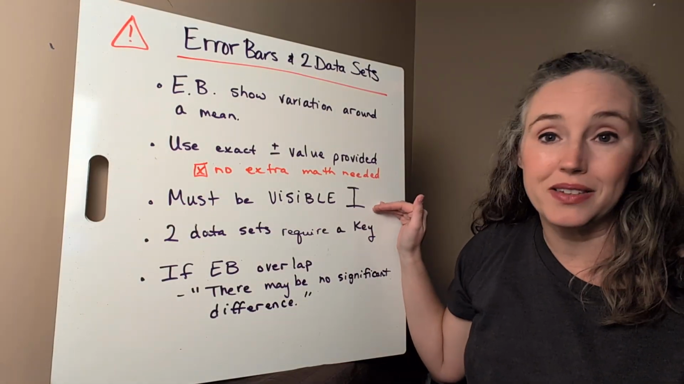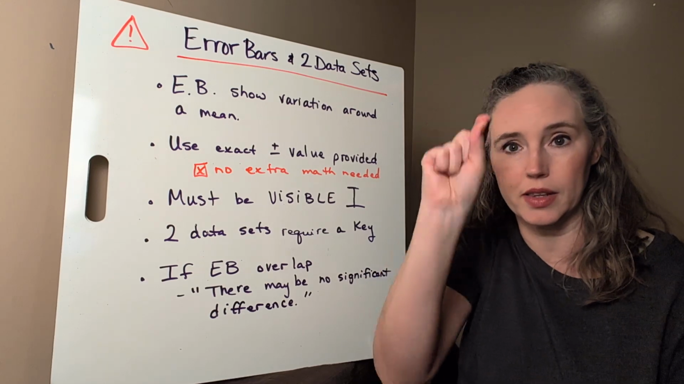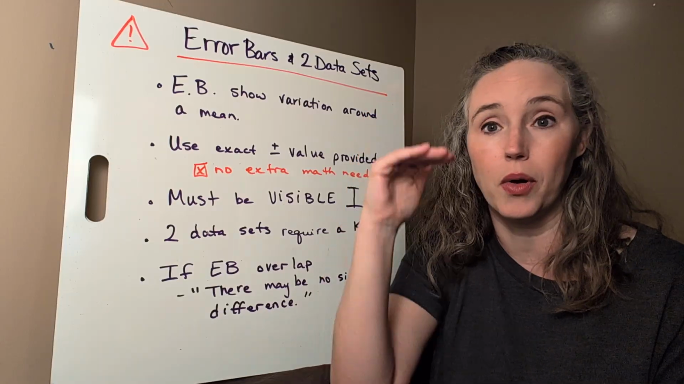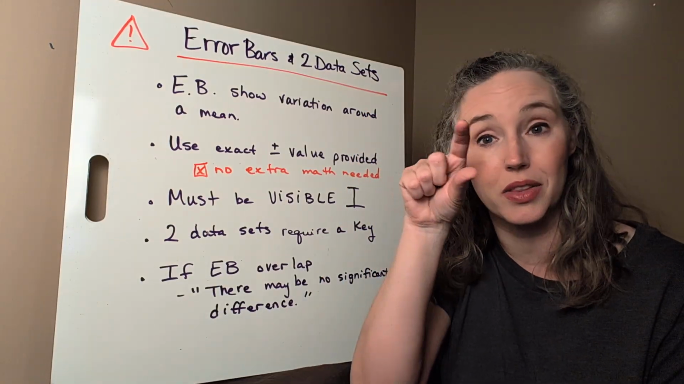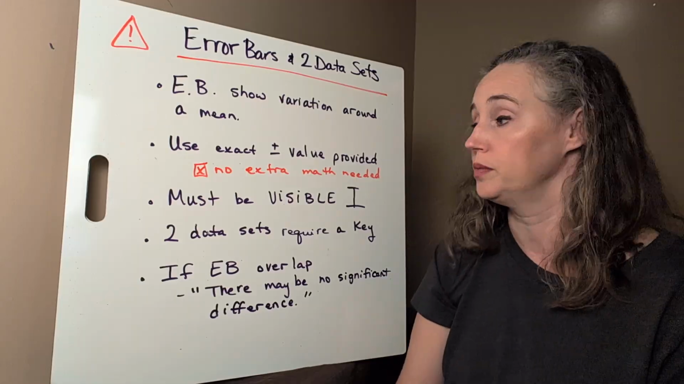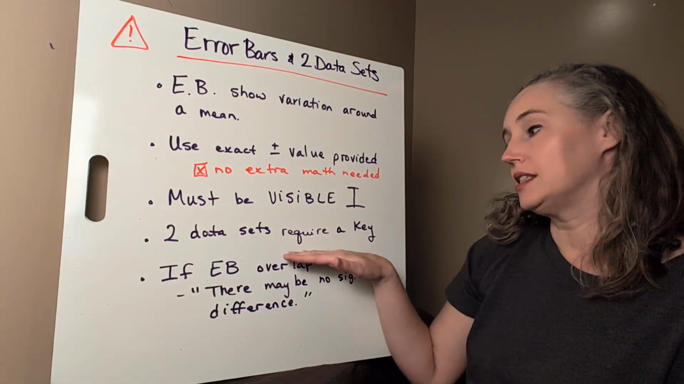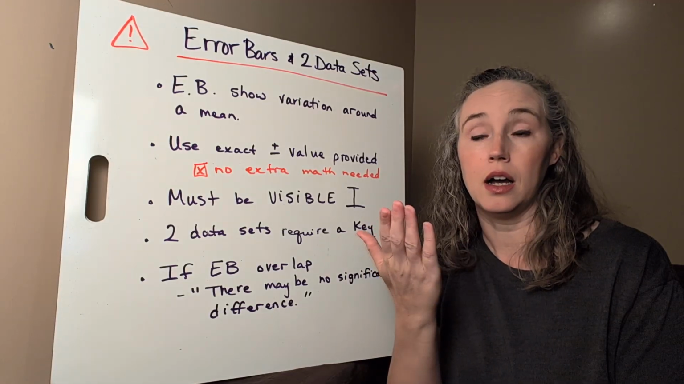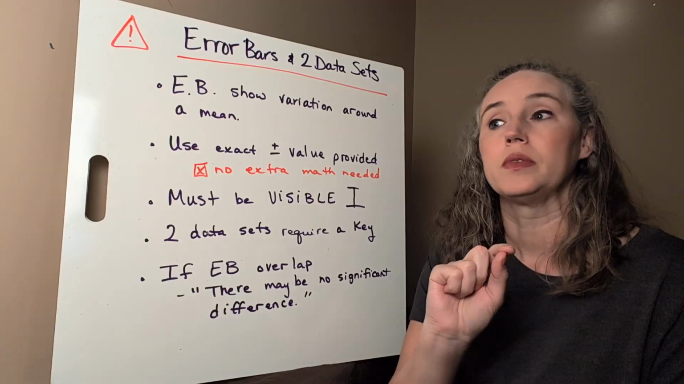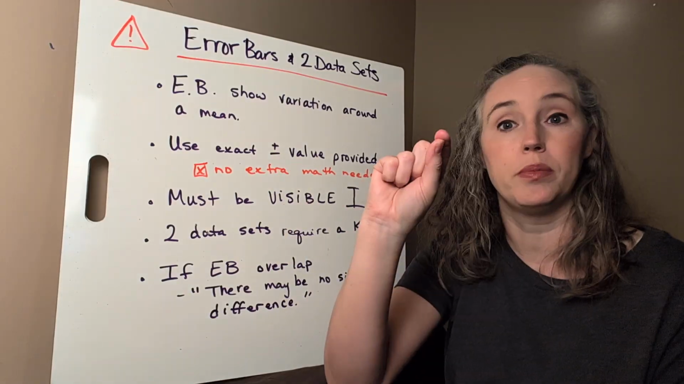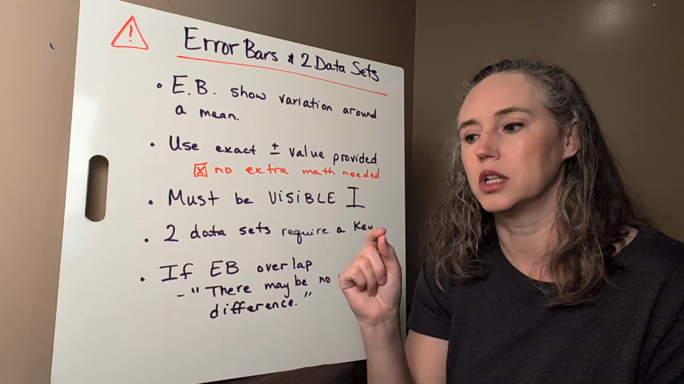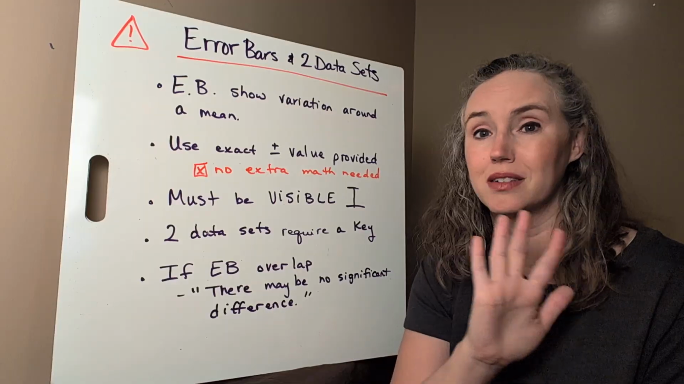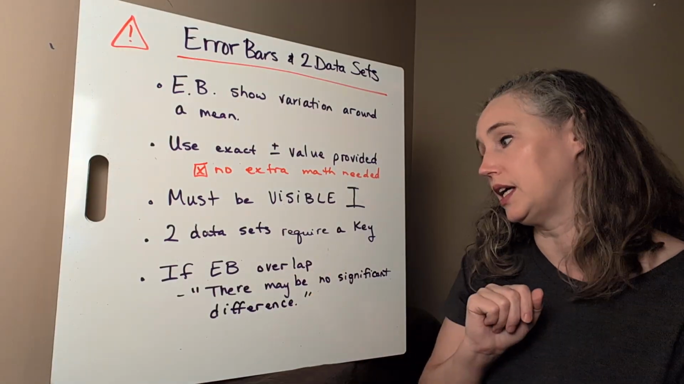Again, your I bar must be visible. So be sure that you make those nice and dark and that you don't color in or shade in your bars completely so that the bottom part of your I bar is invisible. When you have two data sets, you've got to have a key. If you were using a line graph instead of a bar graph, one line being solid and one line being dashed is good. Don't try to make it with different shapes and stuff like that. Keep it simple, but include a key.